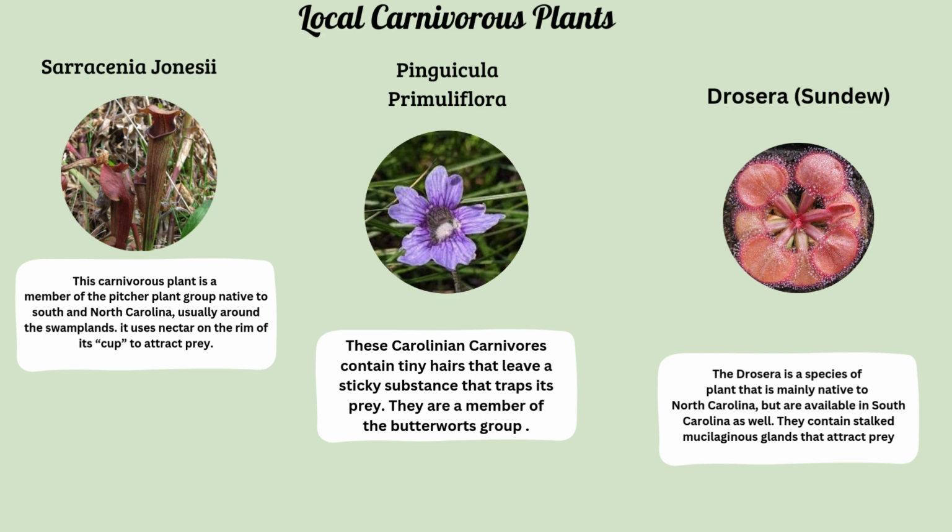Pinguicula primuliflora. These carnivores contain tiny hairs that leave a sticky substance that traps their prey. They are a member of the butterworts group. Drosera, which is the sundew. Drosera is a genus of plants mainly native to North Carolina, but also available in South Carolina as well. They contain stalked mucilaginous glands that attract prey.